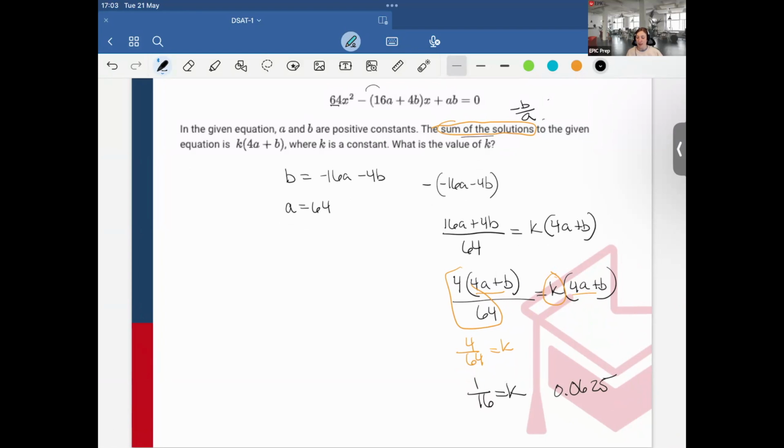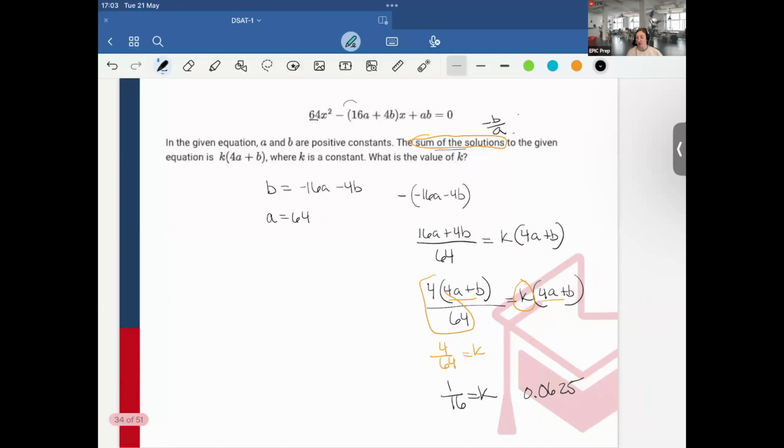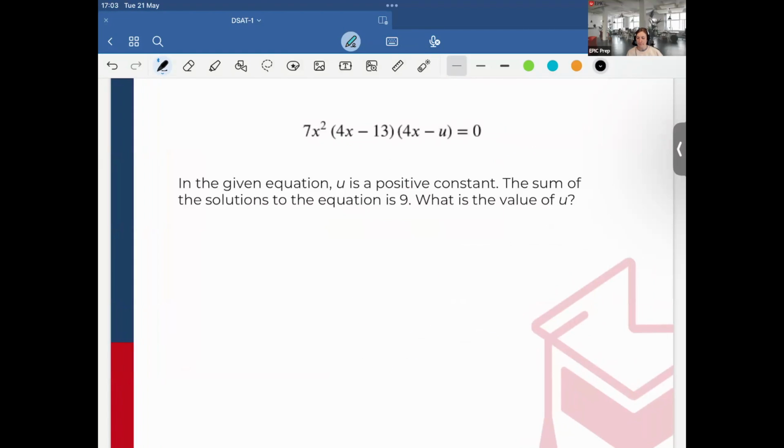Okay, so that is one shortcut that you can do for the exam if you have sum of the solutions, negative b over a. So lately though, you could see this on your exam. However, lately they've been asking for sum of the solutions or product of the solutions for polynomials. Okay, so here, this looks more like a polynomial function. Okay, so here it gives me an equation and it says in the given equation, u is a positive constant. The sum of the solutions to the equation is 9. What is the value of u?